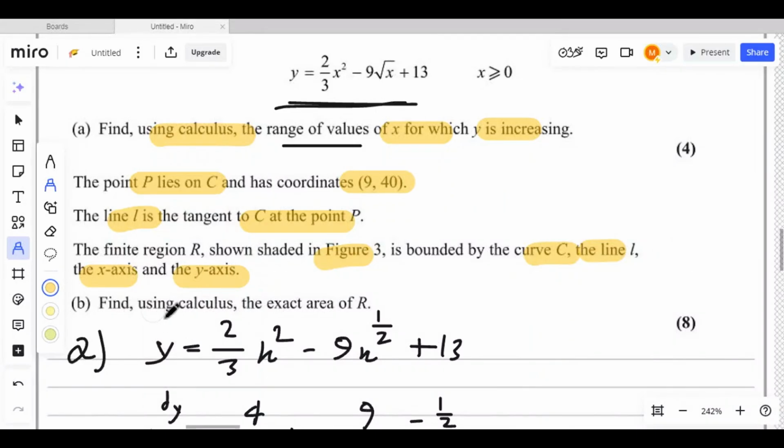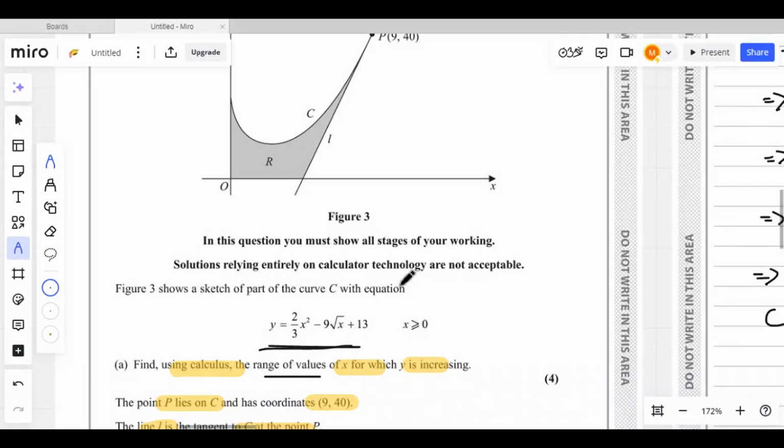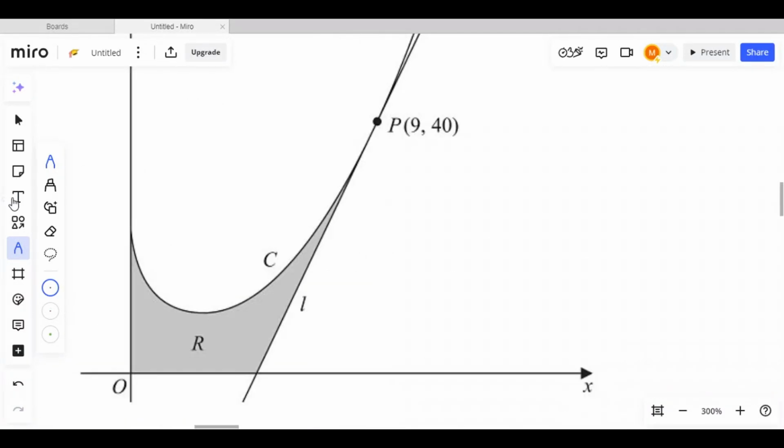Okay, fine. Find using calculus the exact area of R. We need the exact area of the region R. So at first, let's divide this area into two parts.